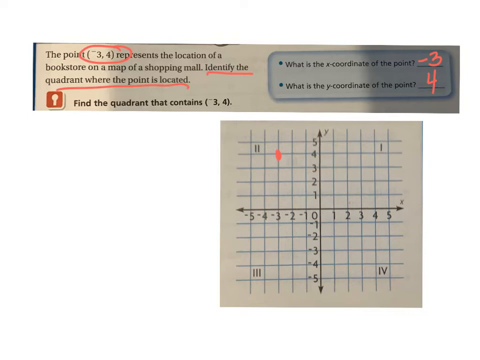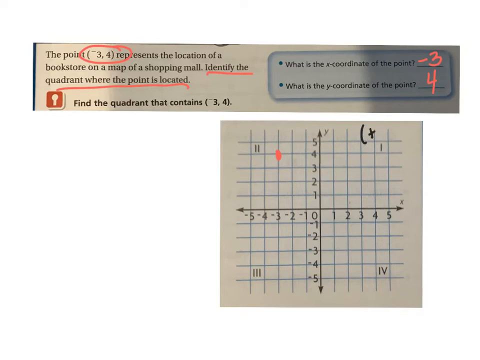Counter means against, so clockwise goes this way, and against clockwise goes that way. So counterclockwise, when you hear people say it, means opposite of what the clock does. So 1, 2, 3, 4. And my point is sitting here in quadrant 2, so my answer is that quadrant 2 is where it's at. And then just keep in mind, this is something that will make things easier later.